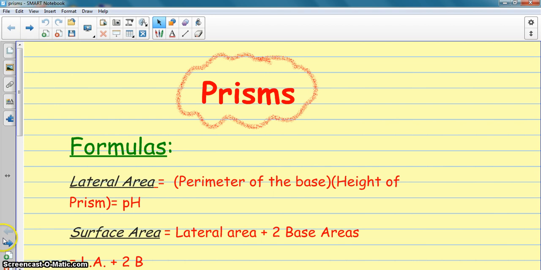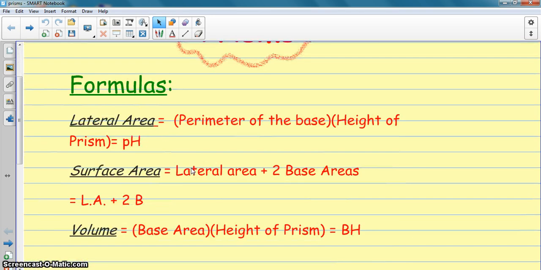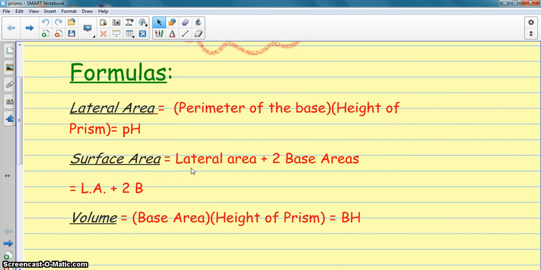The first thing we're going to look at are the formulas. We have three formulas. The first formula we're going to look at is lateral area. Lateral area, if you recall from yesterday in class, is basically the sum of all the areas of the sides of the prism. The formula is perimeter of the base times the height of the prism. In letters or variables, it's pH.